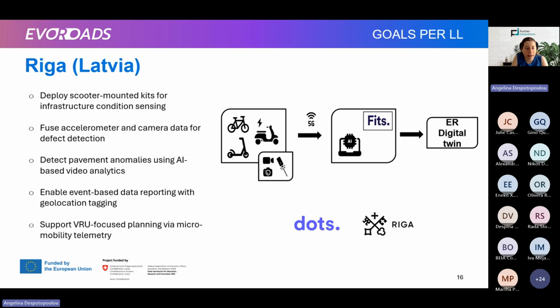So officially, they will be leveraging, as I mentioned before, sensor data, accelerometer and camera data. They will be detecting pavement anomalies using the algorithm that will be running on the Raspberry Pi. They will be sending those events with geolocation tagging, and they will support EVRU-focused planning via micromobility telemetry. Telemetry is all information gathered from the sensors I mentioned before.